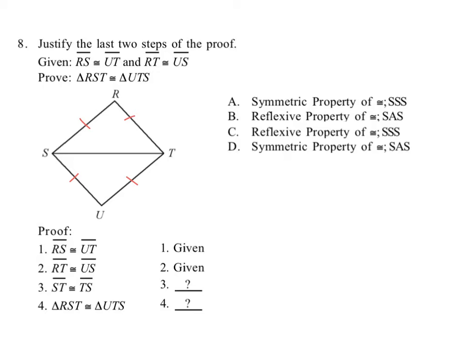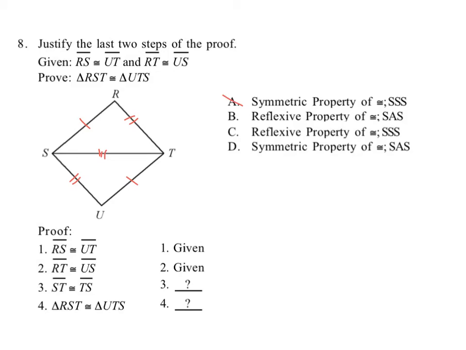Excellent. So oops, I should mark that actually with 2. So what else do we need to know? Well, we know that ST is congruent to TS, reflexively congruent to itself. That is the third step there, and what's the justification for it? It's the reflexive property of congruence.